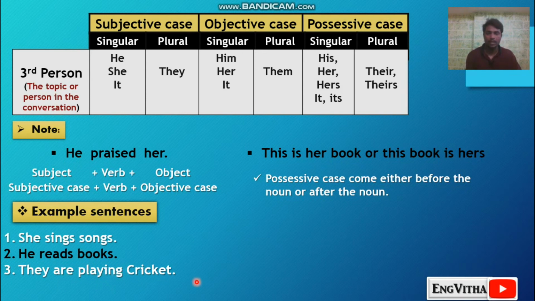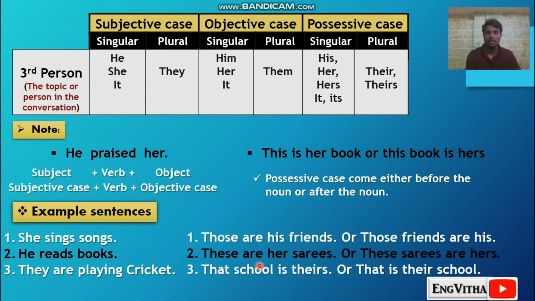And for the possessive case in the third person, we have a few examples. Those are his friends, or those friends are his. These are her saris, or we can also frame this sentence like, these saris are hers. That school is theirs, or that is their school. And this is how we use the third person in sentences.